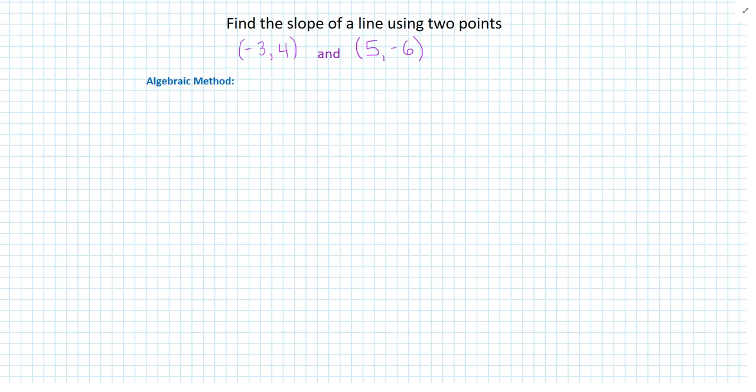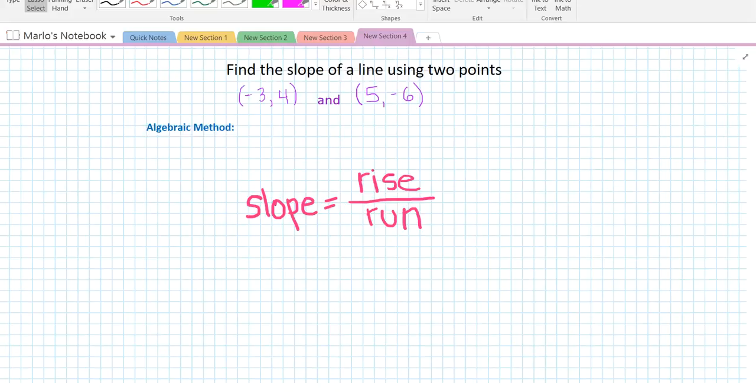Hi guys, so here's a problem where we are given only 2 points and we need to find the slope. So remember that slope equals rise over run, and we usually use the variable m to denote the slope.